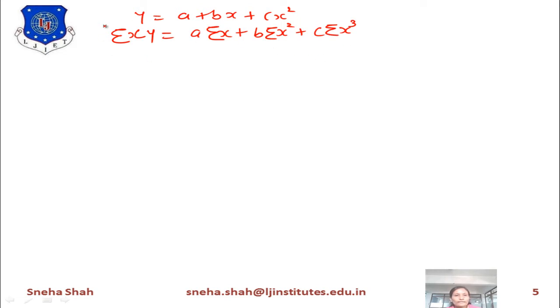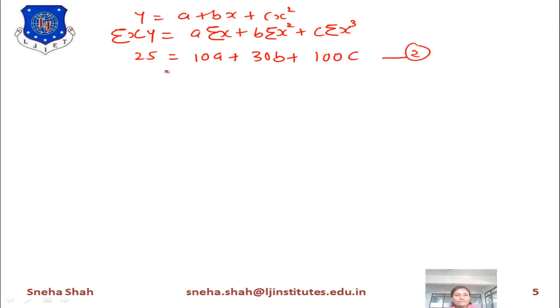Now we will take the value of summation xy. What is the value of summation xy? The value of summation xy equals 25, which equals summation of x equals 10a plus summation of x square equals 30, so 30b plus summation of x cube equals 100, so 100c. So this one is equation number 2.